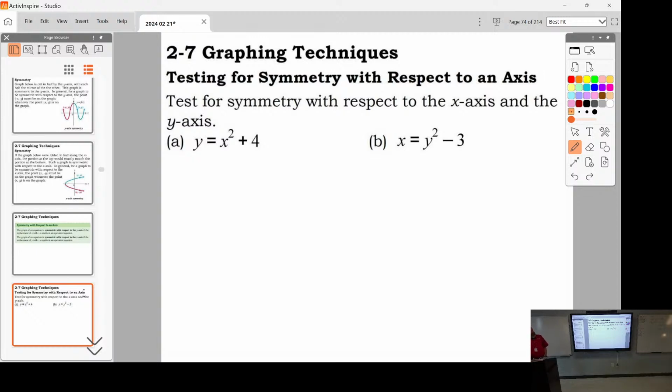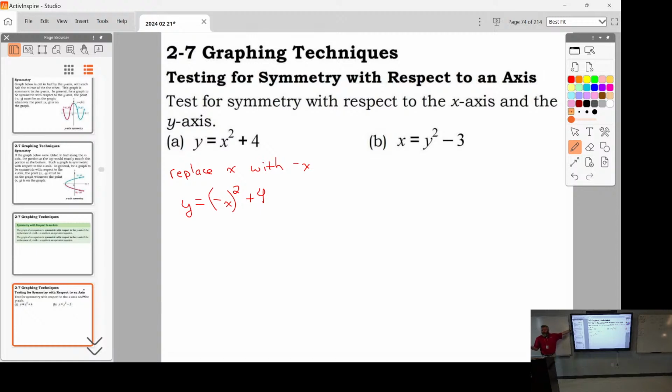Okay, test for symmetry with respect to the x-axis and the y-axis. So what I want to do is I want to replace x with negative x. So if I do that, I get y equals, x is now negative x squared plus 4. All I did was change x to negative x. Okay.